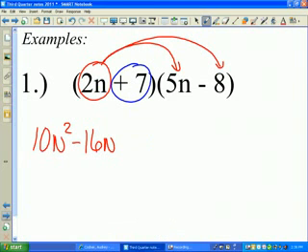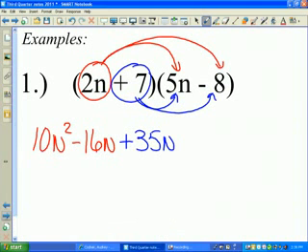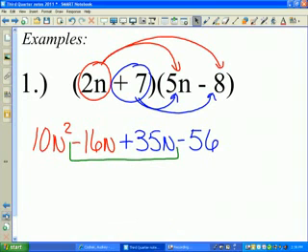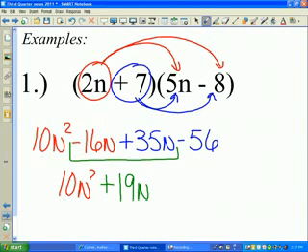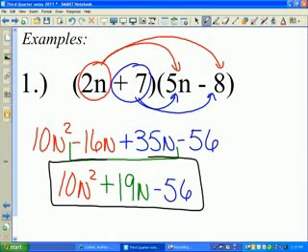So now I have a positive 7, and I'm going to distribute that to everything inside the parenthesis. So positive 7 times a positive 5n will give me a positive 35n. And then 7 times a negative 8 will give me a negative 56. What do you notice? Right smack in the center of that expression, I have my like terms. I have a negative 16n and a positive 35n. So once I combine those, I would get a positive 19n. And then from here, I'm just bringing everything else down. I'm bringing the 10n squared down, and I'm bringing my minus 56. And then this will be my final expression. Okay?